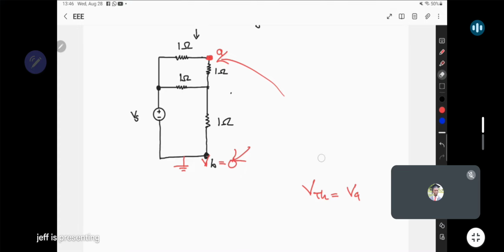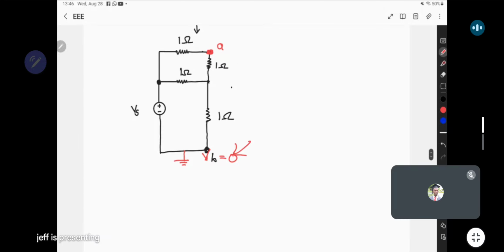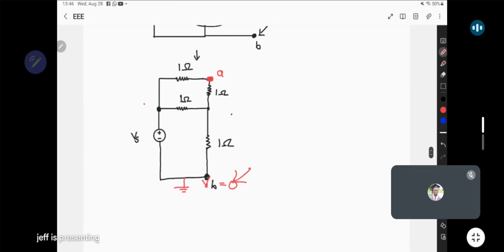So how do we find VA? To find VA, stepwise, I'll assign certain nodes. So I'll get this node. I'll say this is VC, and I'll put this as VD. Those are some of the nodes which are important here.